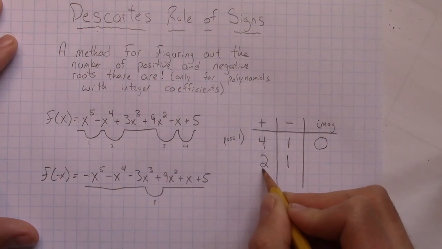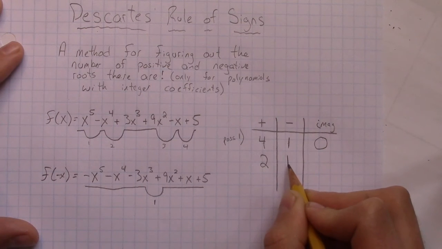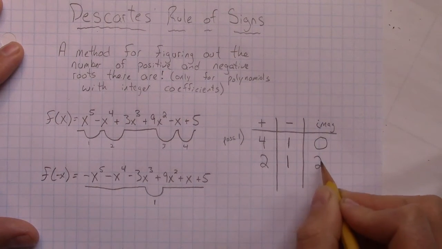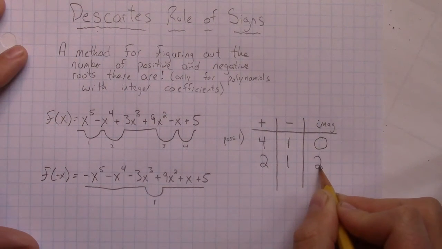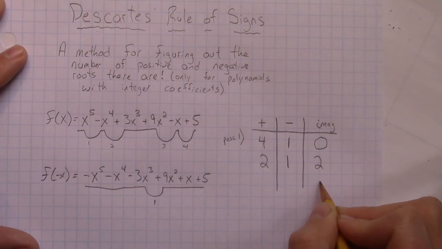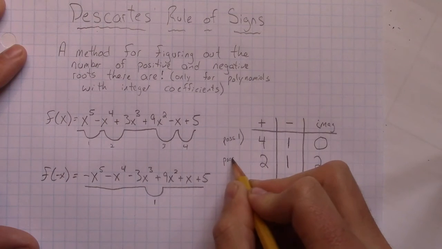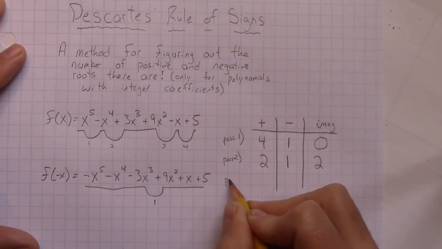All right, so if there's 2 positive roots in this possibility and 1 negative root, there's got to be 2 imaginary roots. Now, imaginary roots are always going to come either 0 or 2 or 4. They always come in conjugate pairs. There's always going to be a pair of these, or there's going to be 4, or 6, something like that. Then I do the same thing. This is possibility 2. And then there is a possibility 3.